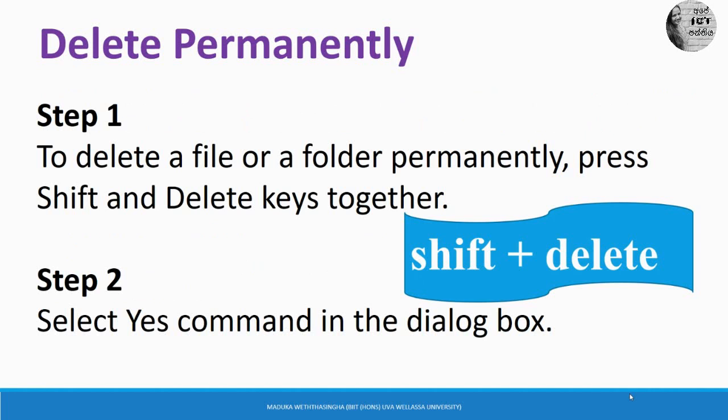Okay. How to delete permanently? To delete a file or a folder permanently, press shift and delete key together. First you have to select the folder and then press shift key and delete key from your keyboard at once.